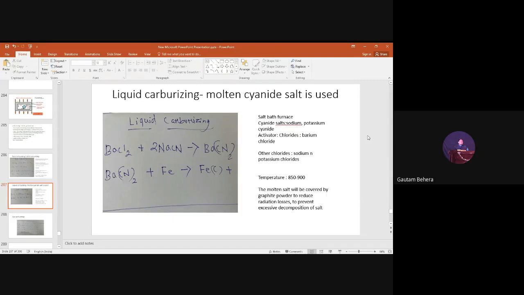So basically, you understand in solid carburizing, the temperature is very high, like 950 or 970 or 930. But in liquid carburizing, the temperature is lower, 850 to 900 degrees centigrade. In solid carburizing, we are using coal, but in liquid carburizing, we are using molten cyanide salt, sodium cyanide. In solid carburizing, we use an energizer to start the process, that is barium carbonate, and for liquid carburizing, we need an activator, that is barium chloride. Right?